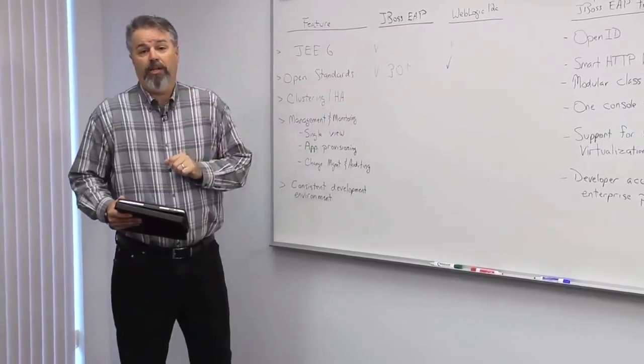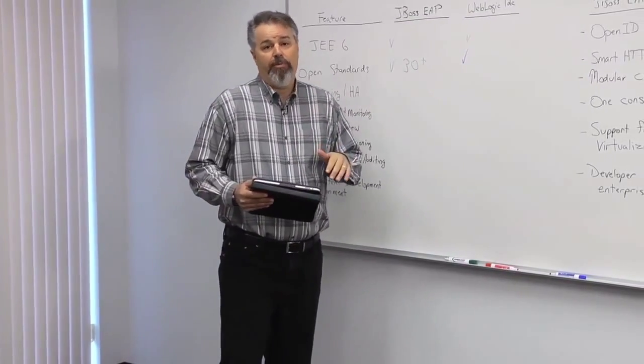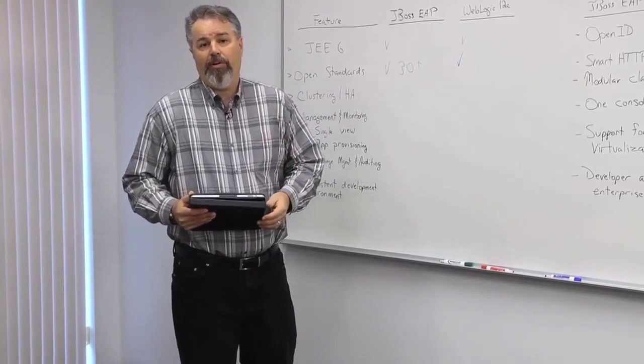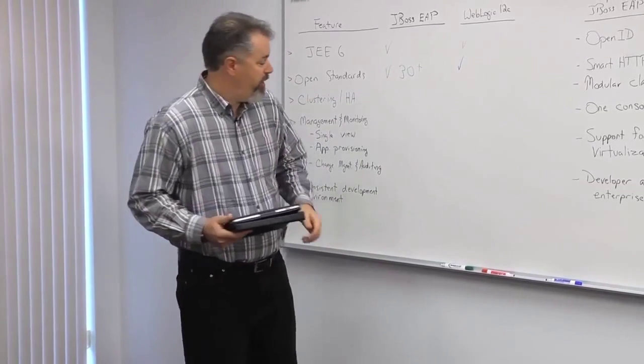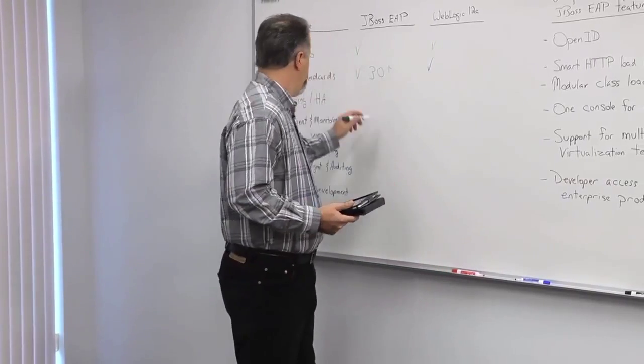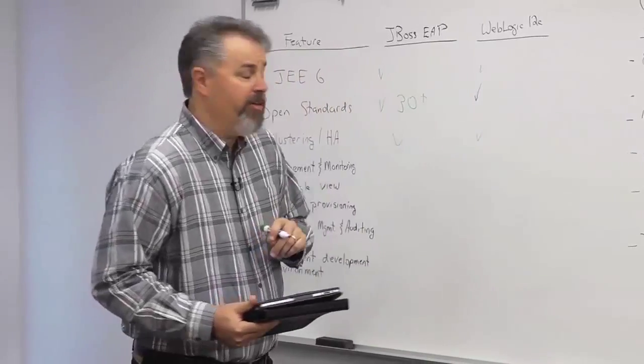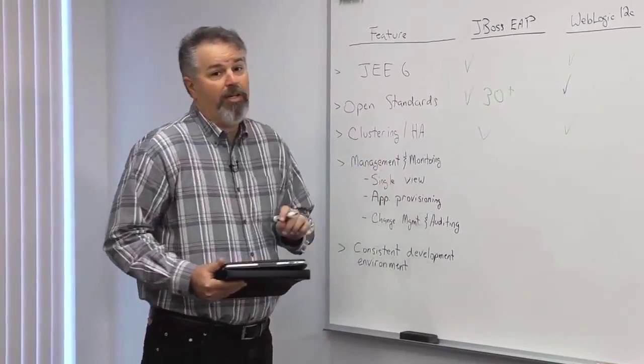Next, we have clustering and high availability. This is critical. You have to have this ability in order to make sure that you have a reliable environment you're deploying to that will also scale. And again, both application servers have this functionality. So far, not too much difference. Okay, so next on our list is to take a look at management and monitoring.